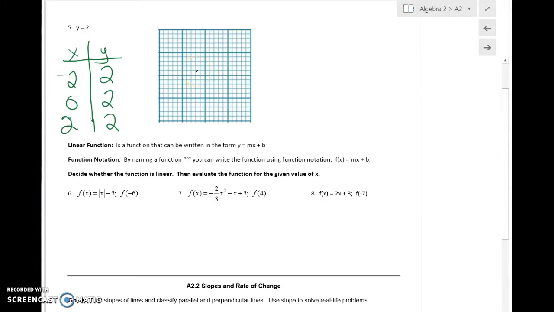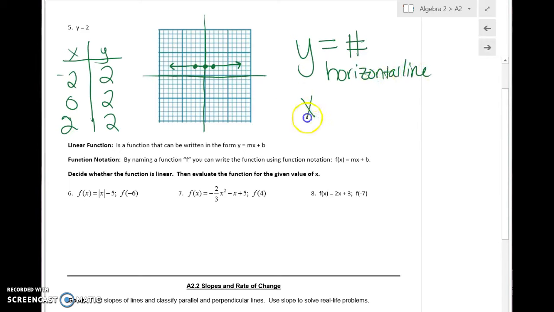Let's plot that. Okay, -2, 2; 0, 2; 2, 2. What kind of line is created? A straight horizontal line. If you have y equals a number with no x, it is a horizontal line. If you have x equals a number with no y, what do you suppose it's going to be? A vertical line.